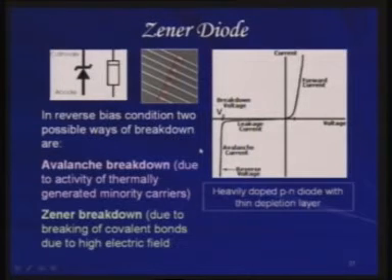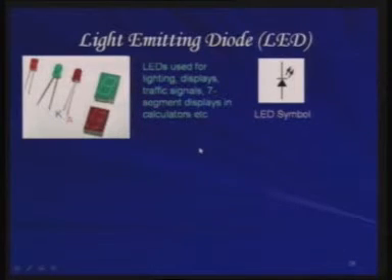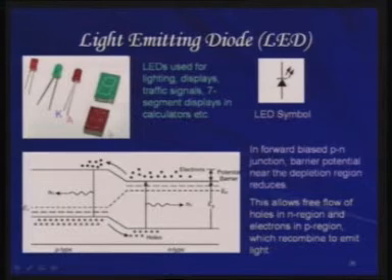Another very enlightening and interesting use of diodes is light emitting diodes. These are the typical diodes that you have seen many times on traffic signals, on 7-segment displays or calculators. You apply a potential, and when electrons and holes move and come back from the conduction band to the valence band, they emit a photon, and that's why you get an LED, which is a workhorse.